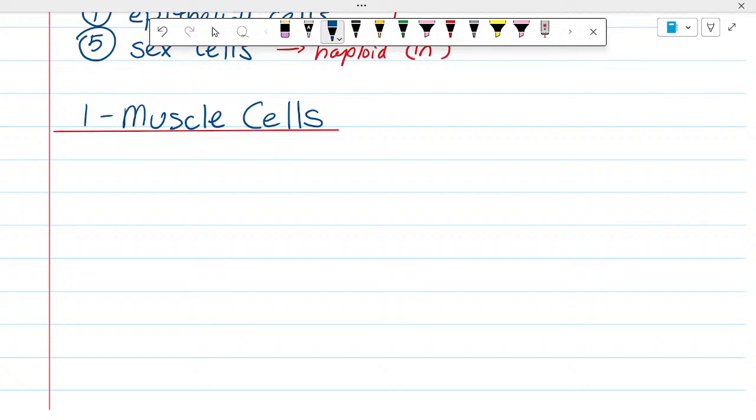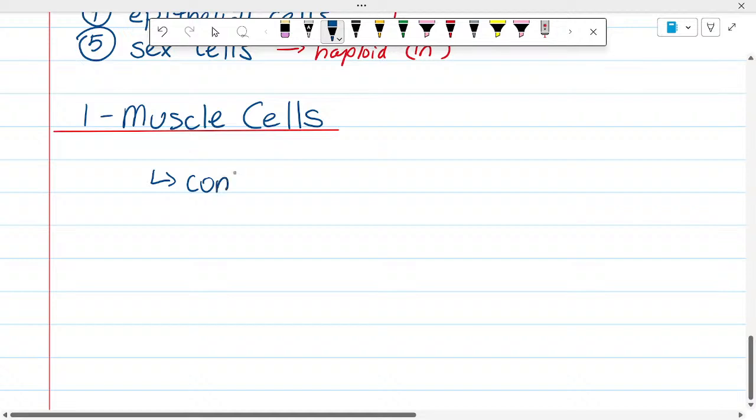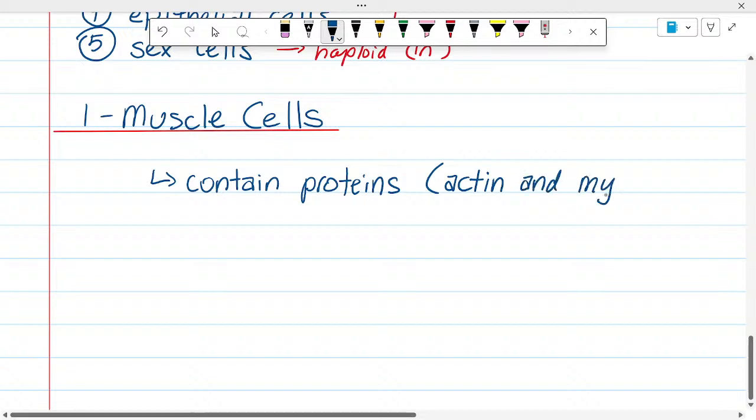A muscle is cells that contain proteins. There's a bunch of proteins involved, but the two major ones are called actin and myosin. And actin and myosin contract in length when given a stimulus.